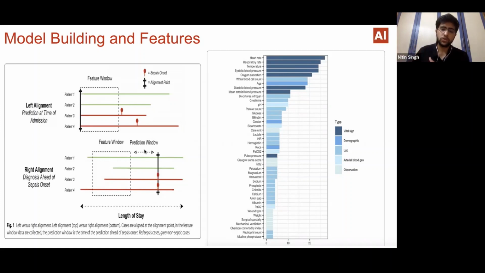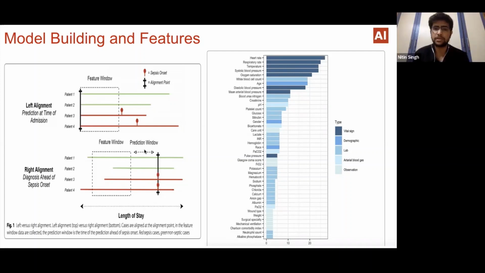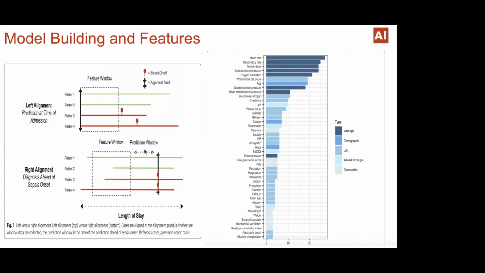So there are two ways to do it. Either you do it every 1 hour or every 2 hours, or you do it when a certain medication is given, maybe a Dolo 650. Then let's try to predict then, because a physician has ordered a Dolo 650, so something is wrong, maybe the temperature level is increasing. So both ways are actually being shown here, in this left alignment and right alignment.